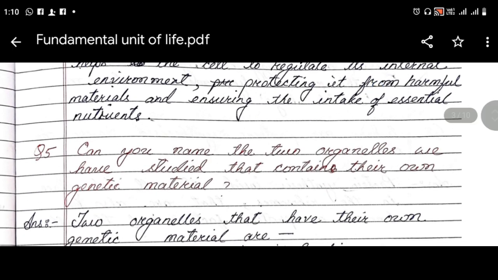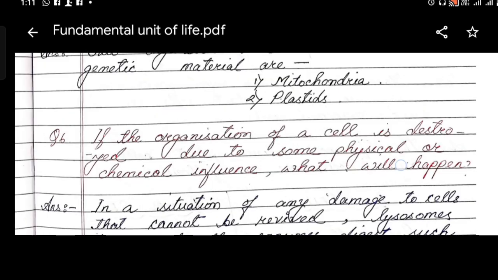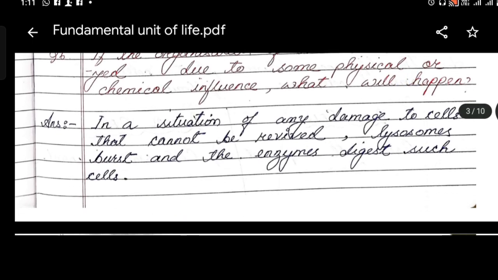Question number 6. If the organization of a cell is destroyed due to some physical or chemical influence, what will happen? Answer. In a situation of any damage to cells that cannot be revived, lysosomes burst and the enzymes digest such cells.